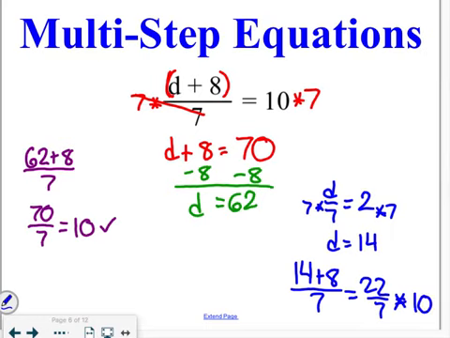equal 10. So that's one reason why you have to be careful that you are showing your work and doing these steps correctly, because if you do something out of order, you're going to end up with a wrong answer, which is not what we want.